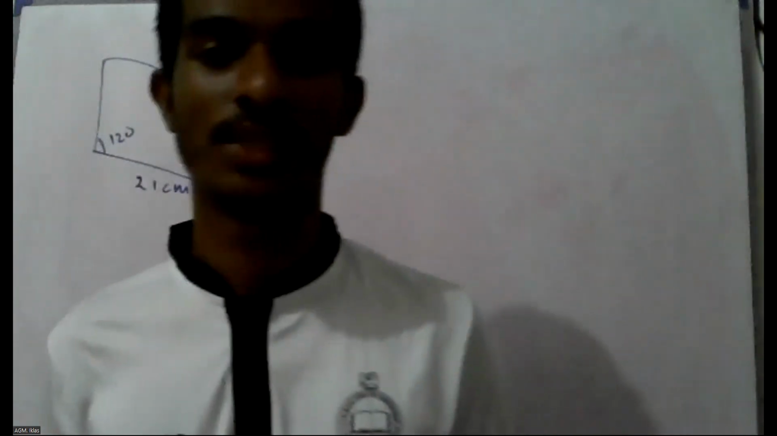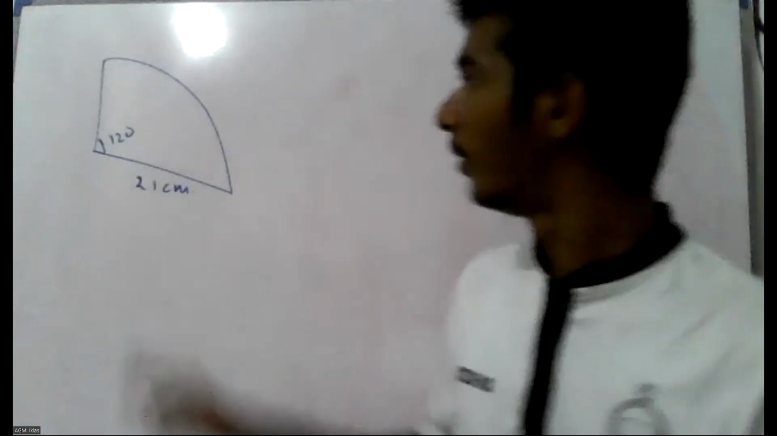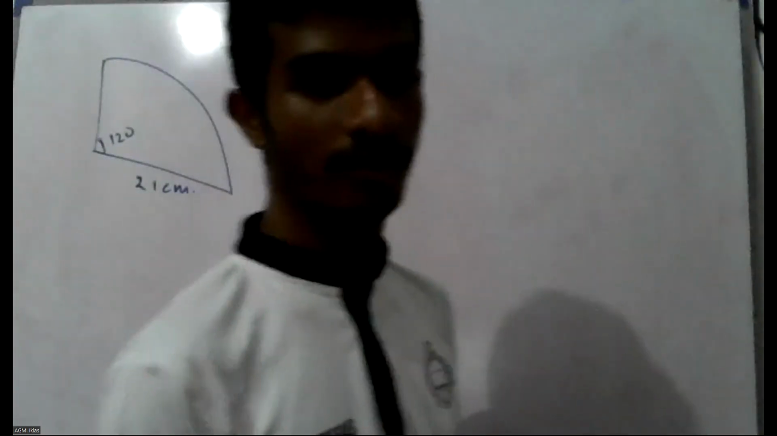Right, first question. Nothing new, we just need to add 2r, that's all. The question says the figure denotes a sector of a circle of radius 21 centimeter with angle at the center 120. Find its perimeter. We need to be very careful: if we are asked to find the arc length, we don't need to add 2r, but if we are asked to find the perimeter, we need to add these two radii as well, because the perimeter means the outer edge of the figure.